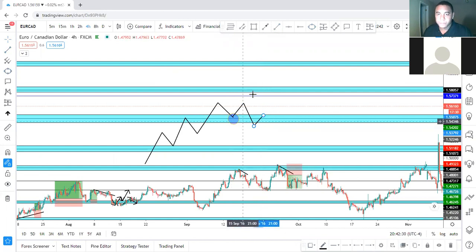So there's the trend line, there's two touches, and then now you can ride it all the way back down to the next zone.